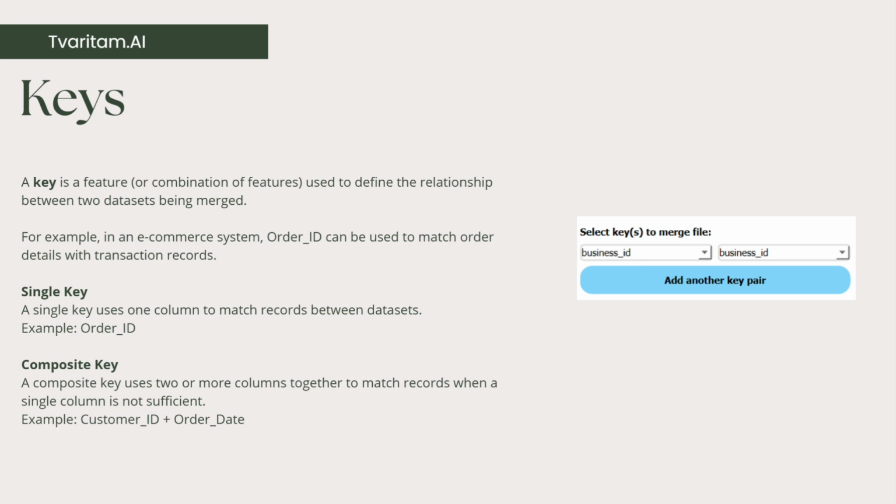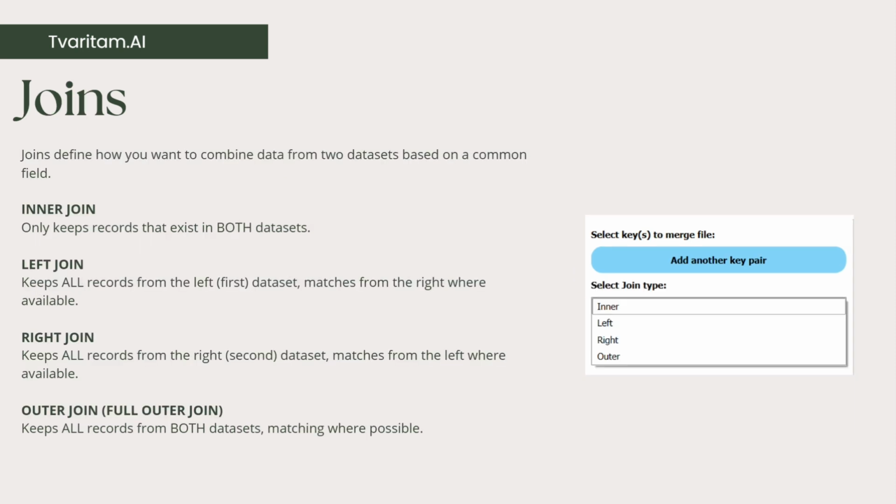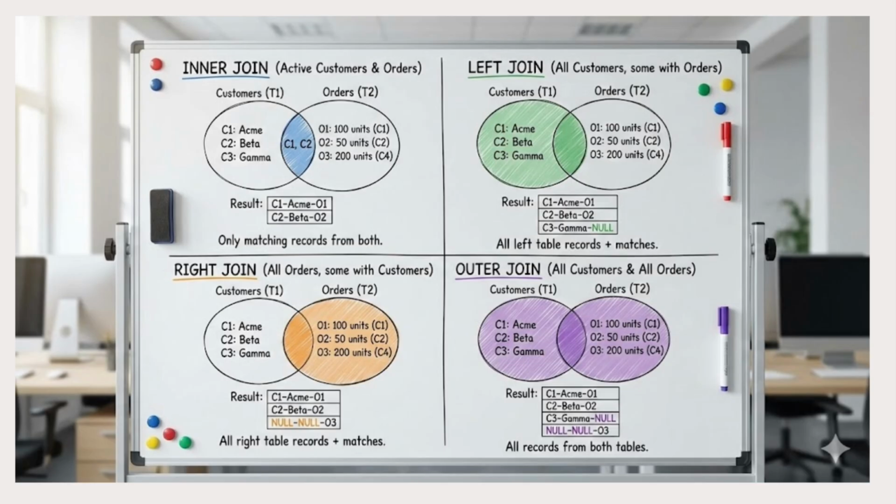Now, after keys, we have to understand joins. Joins help us understand how the datasets should be merged. And there are four common types of join: inner join, left join, right join, and full outer join. To understand them a little bit more, let us jump to this diagram.